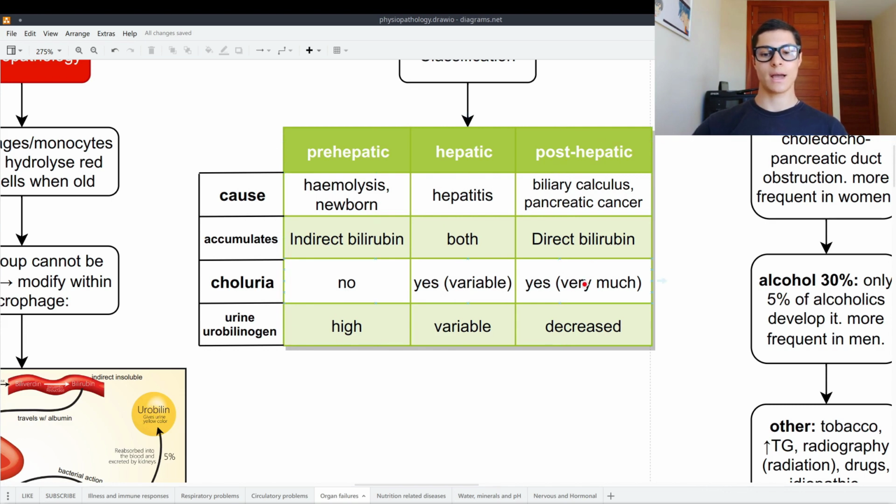And in the post-hepatic, yes, very much, because indeed we accumulate direct bilirubin that gets converted into urobilinogen and then to urobilin. Urine urobilinogen in the prehepatic is high, in the hepatic is variable, and in the post-hepatic is decreased.